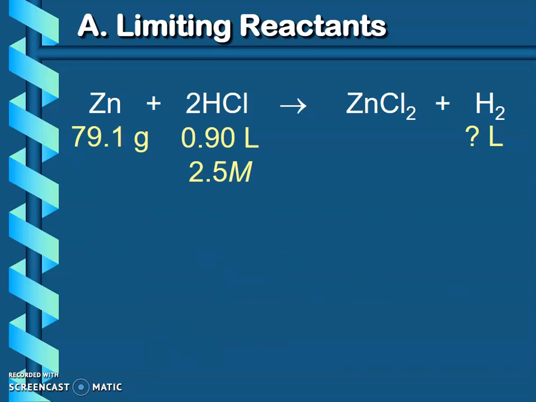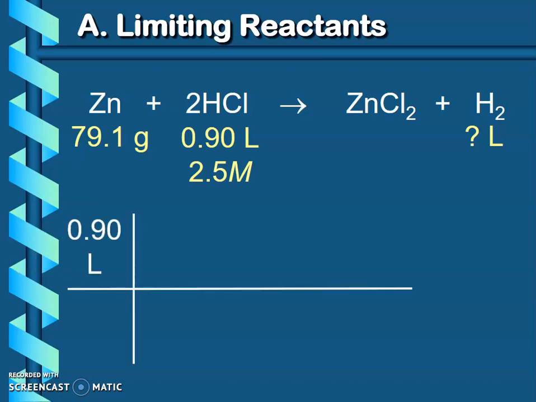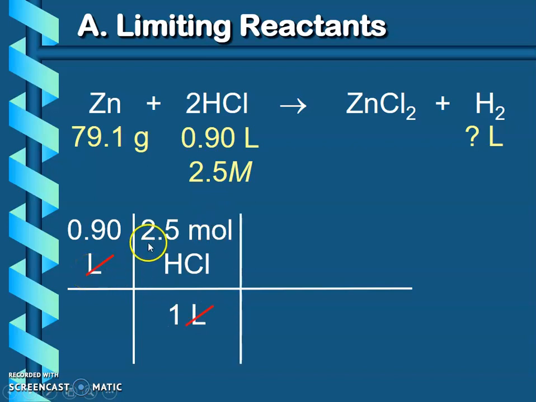Okay, so my same knowns and unknowns, but now we're going to start with HCl. My known is I have 0.9 liters of HCl. Now to go from liters to moles, I can use my molarity, which was also given in the problem, 2.5. So I'm going to put the liter on the bottom and the mole on top because that way my liters will cancel off. So now I'm at 2.5 moles of HCl.